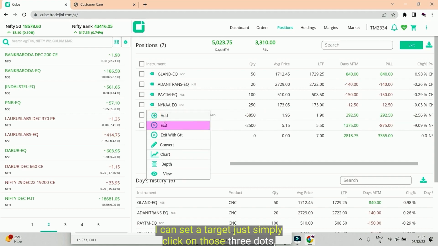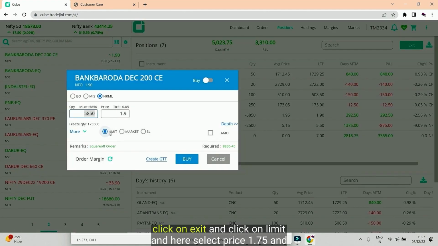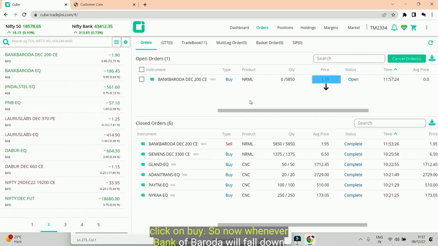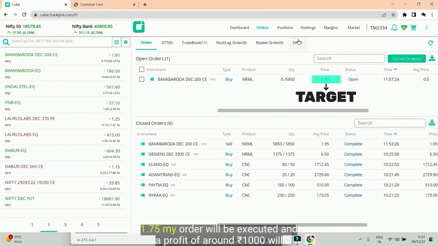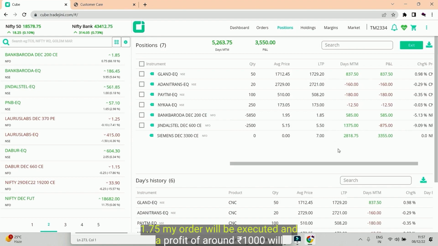Simply click on these 3 dots, click on exit and click on limit, and here select price 1.75 and click on buy. So now whenever Bank of Baroda falls, the call will also go down from 1.95 to 1.75, and if it comes to 1.75, my order will be executed and a profit of around 1000 rupees will be booked for me. So this way we can trade in option writing.